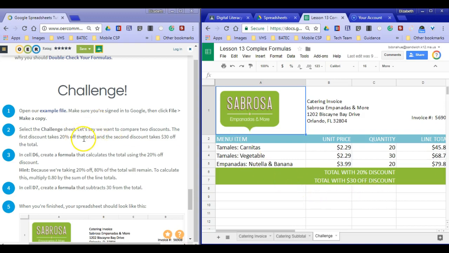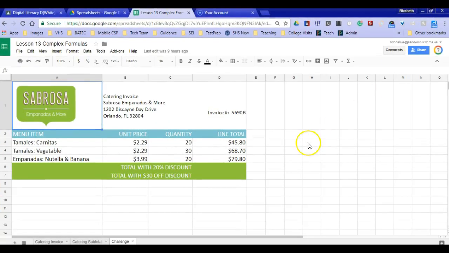So for this one, it says in cell D6, create a formula that calculates the total using the 20% off discount. And it gives us a hint. It says because we're taking 20% off, 80% of the total will remain. So to calculate this, multiply 0.80 by the sum of the line totals. Okay, so that gave us a lot of stuff to think about. I'm just going to make this bigger so you can see what we're doing.